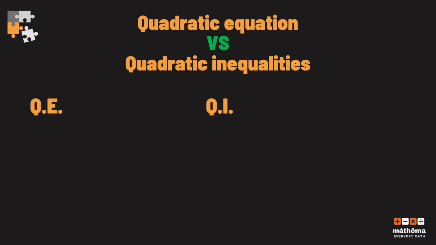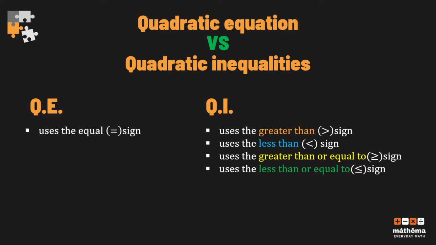When we are talking about an equation, it uses the equal sign. Inequalities use the inequality signs. So quadratic equations use the equal sign. Quadratic inequalities, on the other hand, use the following symbols: greater than, less than, greater than or equal to, less than or equal to. An example of a quadratic equation is x squared plus 2x plus 1 is equal to 0.